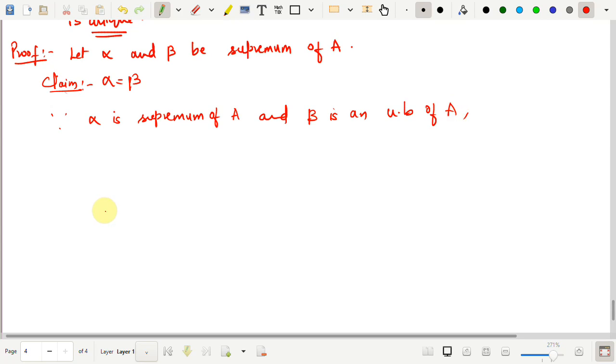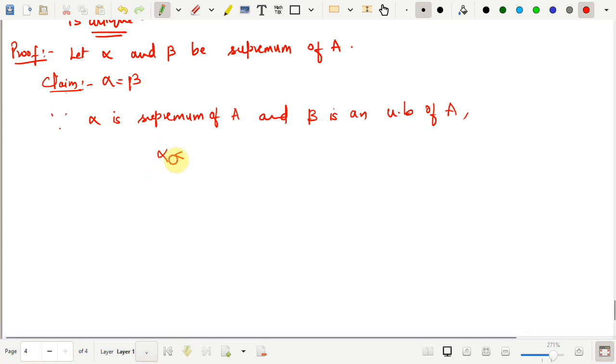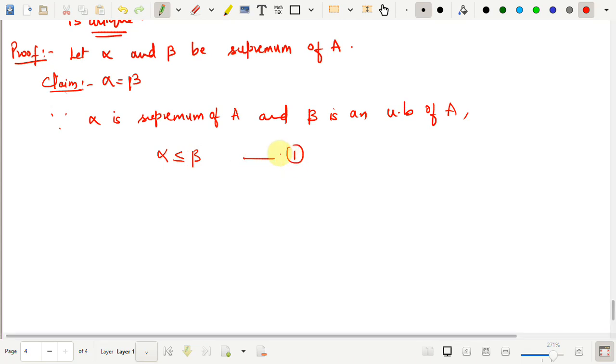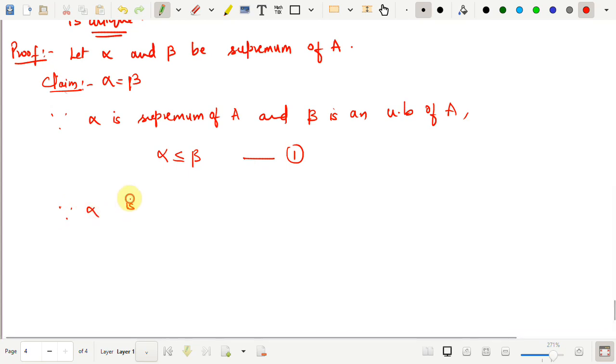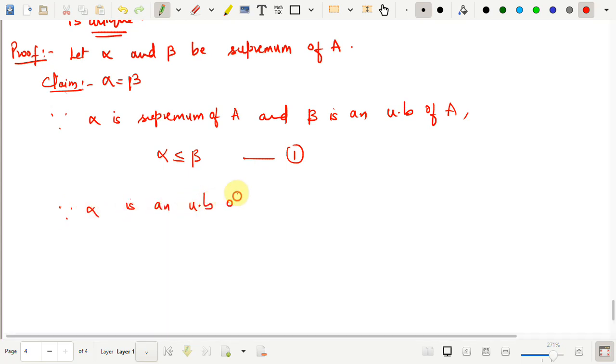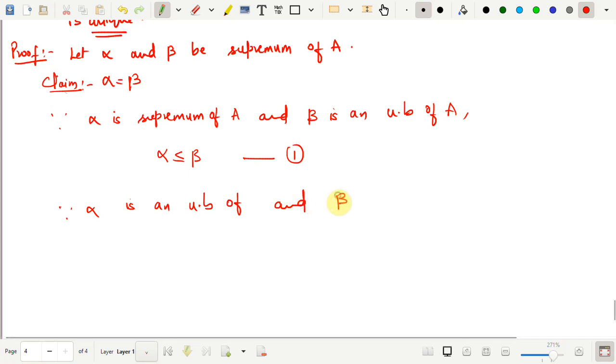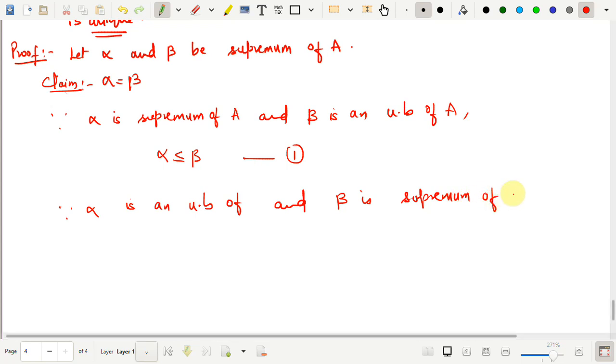The relation that we will be having is that, since alpha is the supremum and beta is any other upper bound, alpha is the least upper bound among all. So therefore we should have alpha less than or equal to beta. So this is the one condition. Now you interchange the role. What I'll do is that I'll simply say that alpha is an upper bound of A and beta is supremum of A.